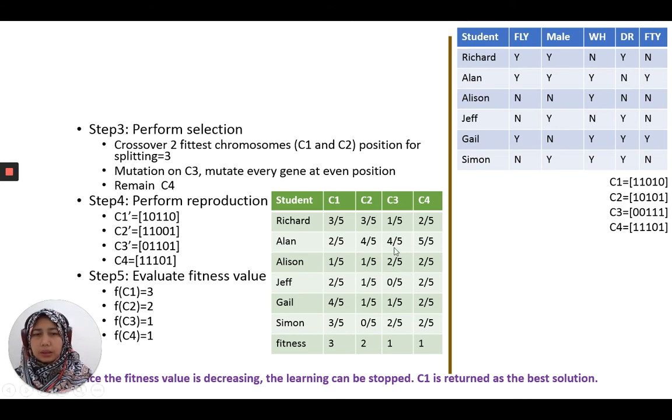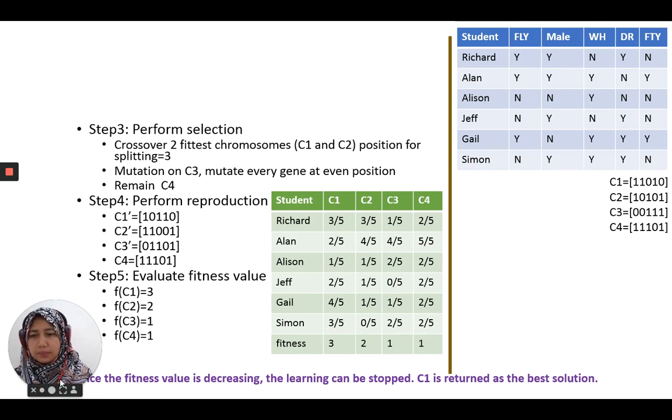Then the green table is filled up again. So for C1, 3 out of 5 because we have 1, which matches with FLY is Y. Then second is 0, so this one does not match. Then 1 here does not match again. And then 1 matches and N matches. So we get 3 matches. So this is 3 out of 5. Then continue to fill up this table and then count the fitness.